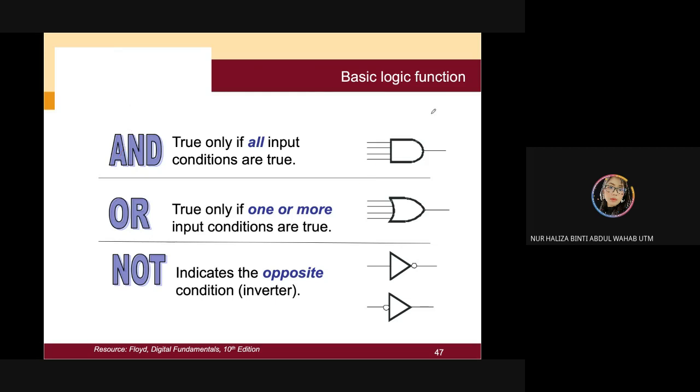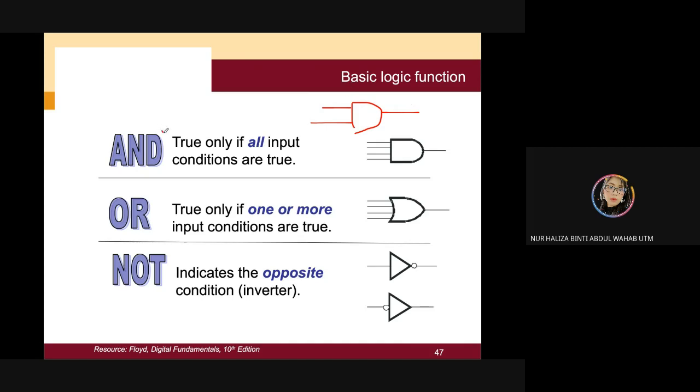So I repeat again, for the AND gate, for the OR gate as the basic gates, the minimum input is 2. And of course, the output will be 1 for all of the gates. So this is the minimum, and you can have maximum whatever number of inputs that you want, and the output will be only 1.